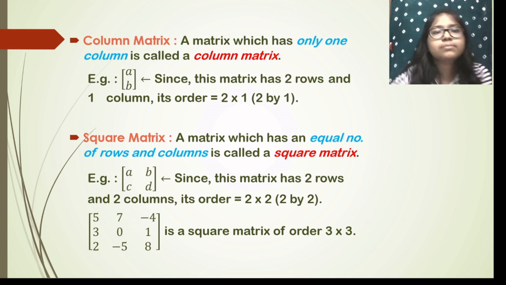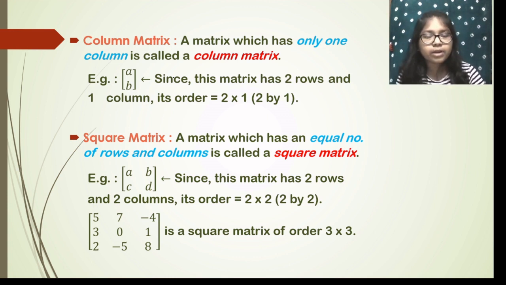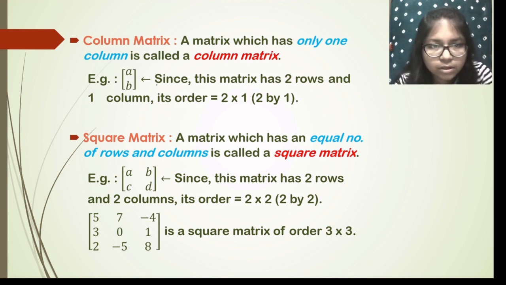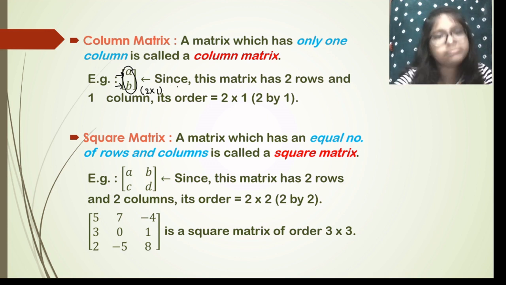Column matrix. A matrix which has only one column is called a column matrix. That means in case of a row matrix we have only one row, and in case of a column matrix we have only one column and there can be any number of rows. So here the number of rows is 2 and the number of columns is 1. So the order of this matrix will be number of rows, that is 2, by number of columns, that is 1. 2 by 1 matrix.